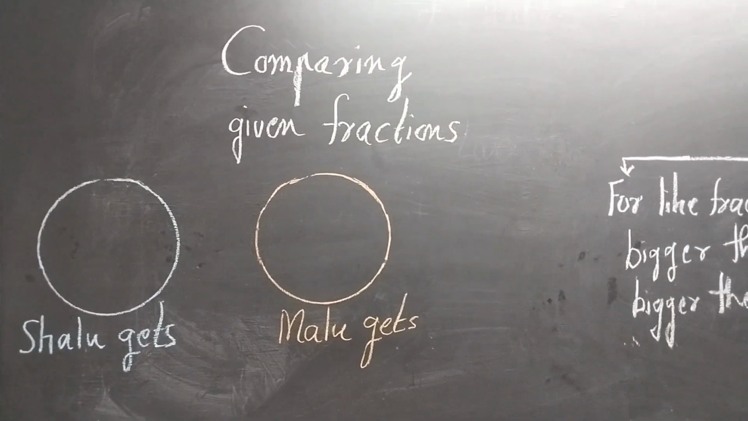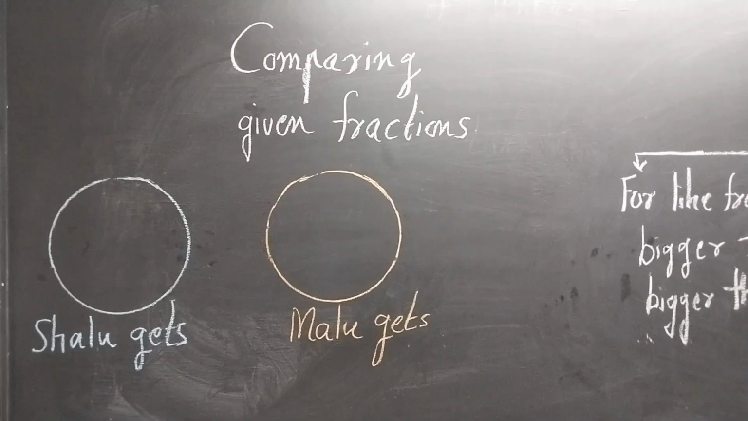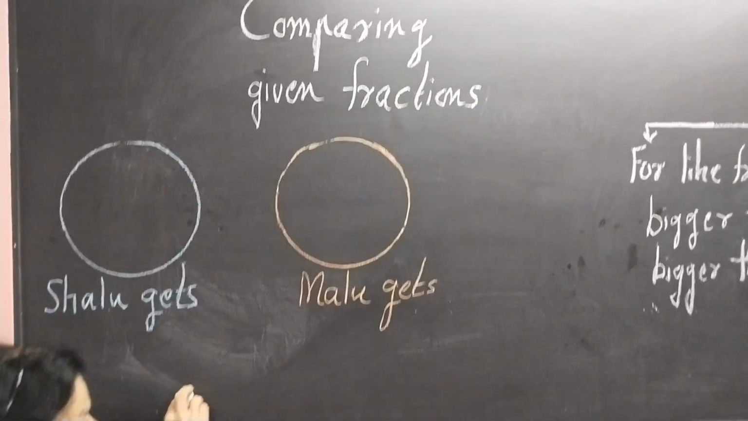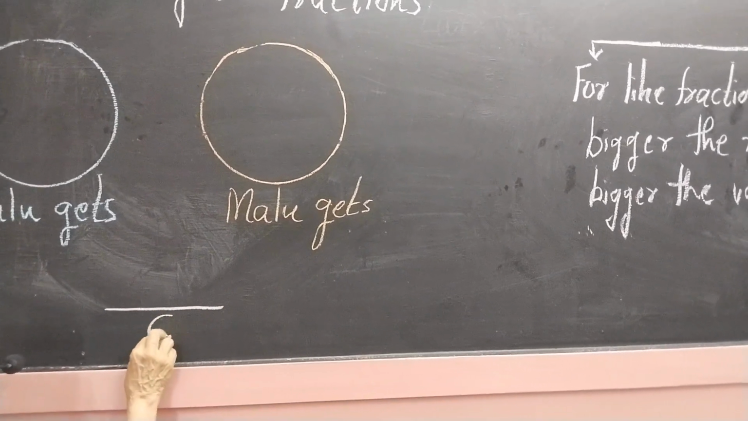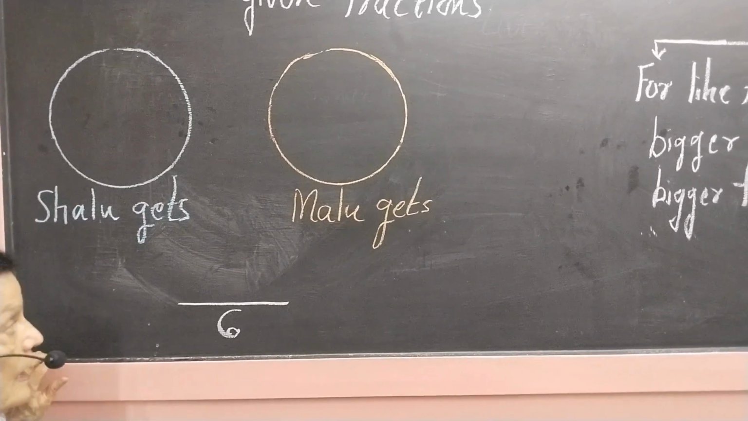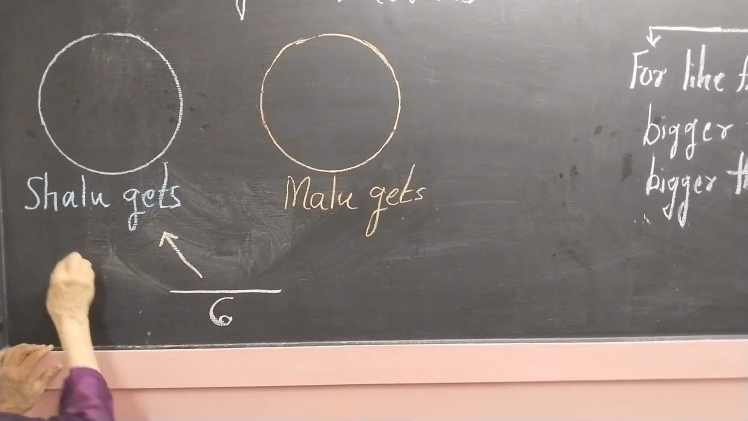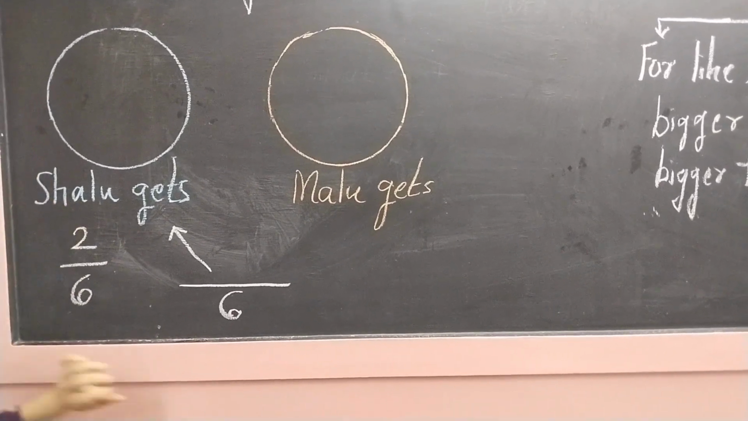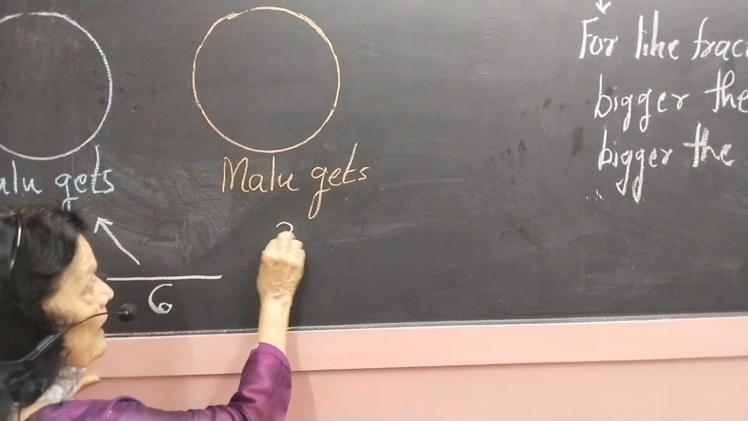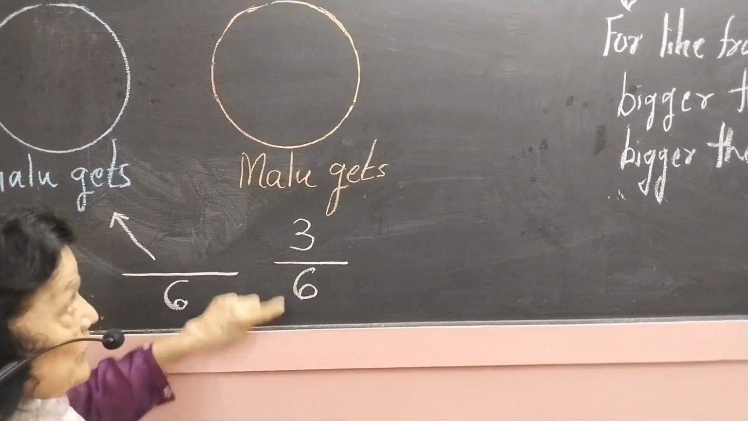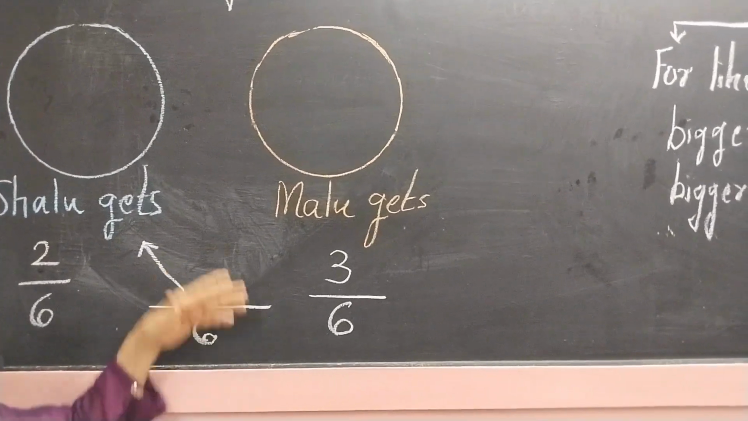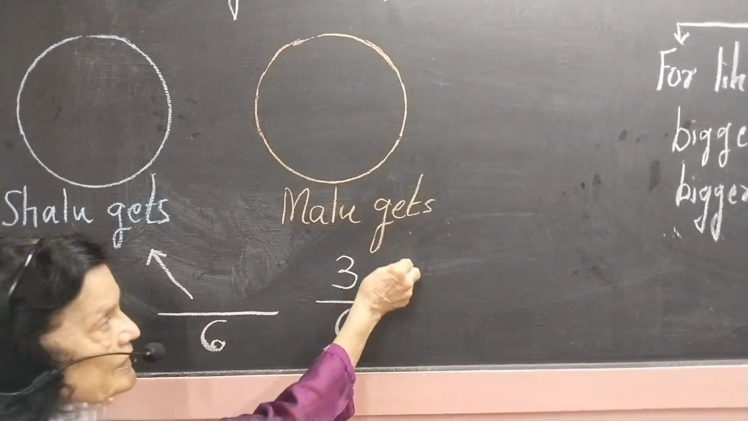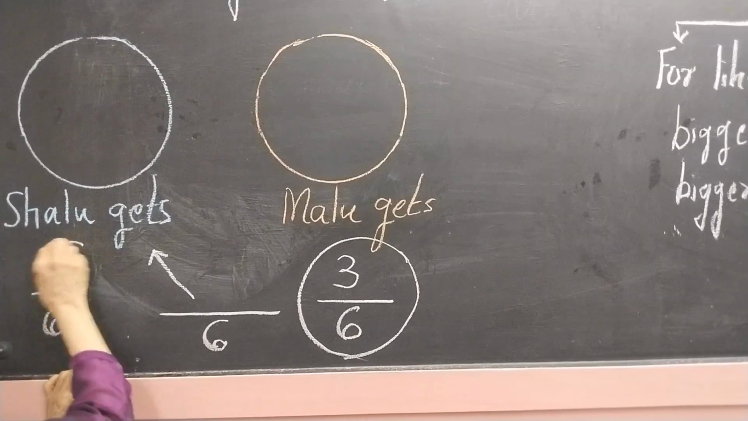Now, Betty, I am going to write what we have done in our kitchen. I made a cake, a whole cake, and first it was cut into 6 pieces, right? Out of them, I gave Shalu 2 pieces, so 2 out of 6. This portion went to Shalu. And 3 out of 6 pieces went to Malu. So naturally, Rani, Malu got the bigger share, isn't it? So this fraction is bigger than this one.